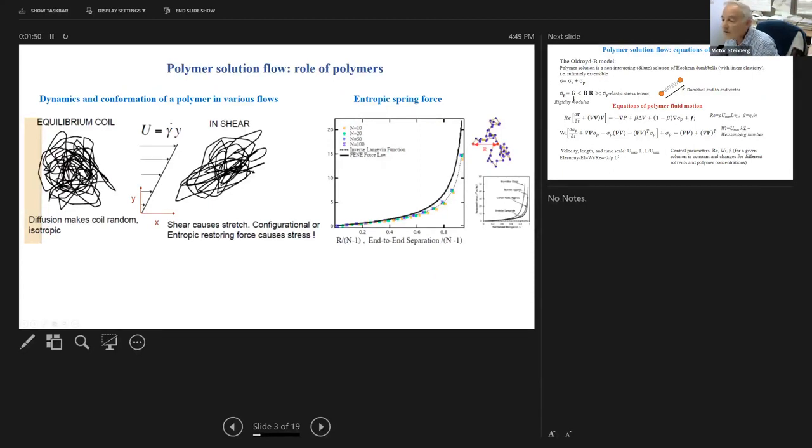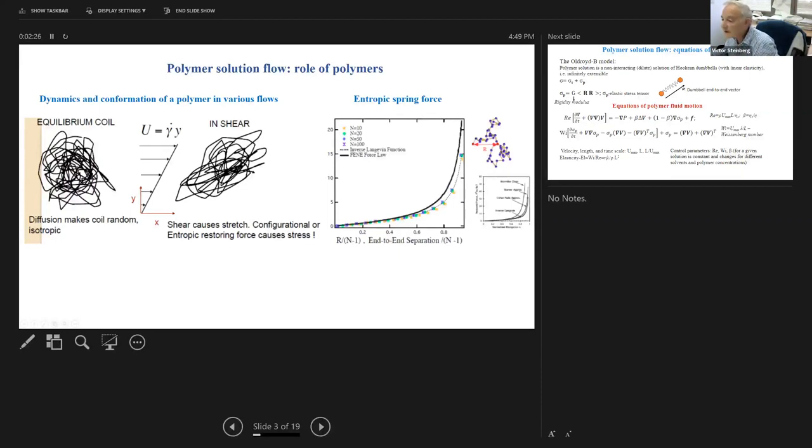Long linear polymers in equilibrium exist in a so-called equilibrium coil. It's a random coil, which, if inserted in shear flow, will be stretched and elongated. But in shear flow, it cannot be elongated to the end. Only in strong flow, like elongational flow or chaotic flow, can it be stretched completely.